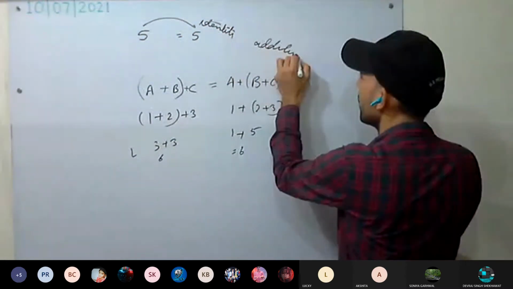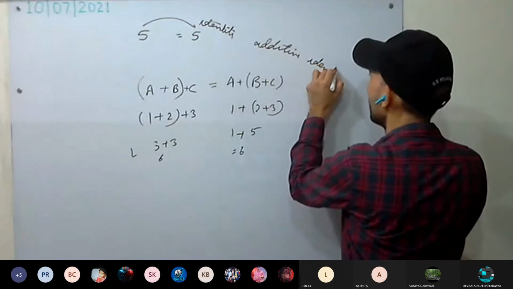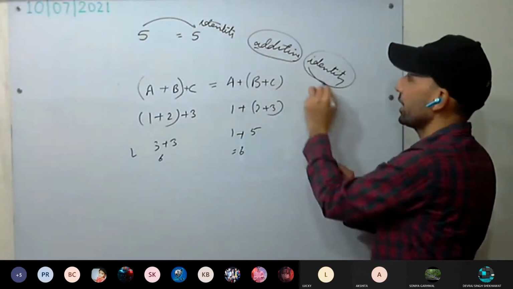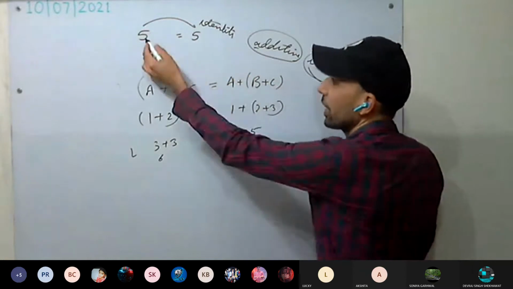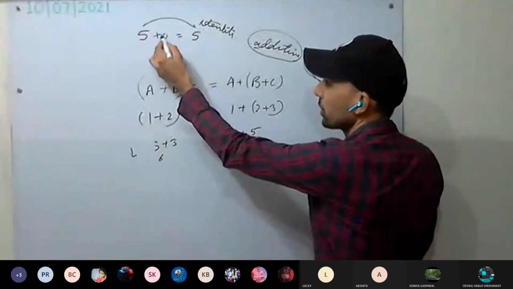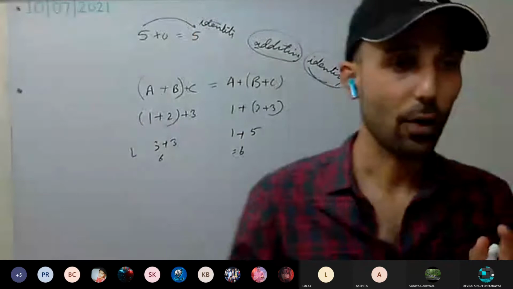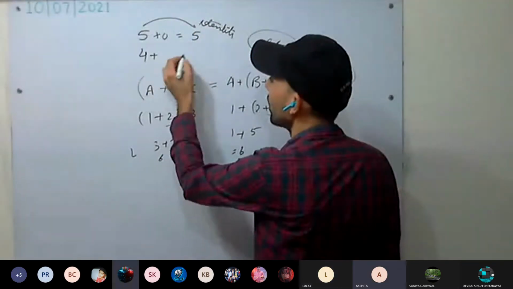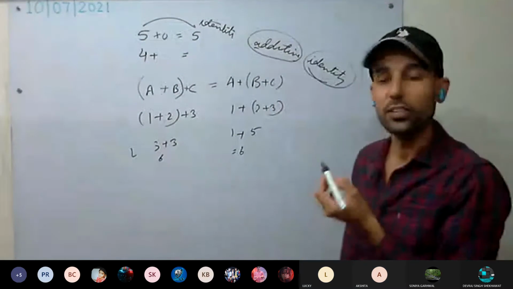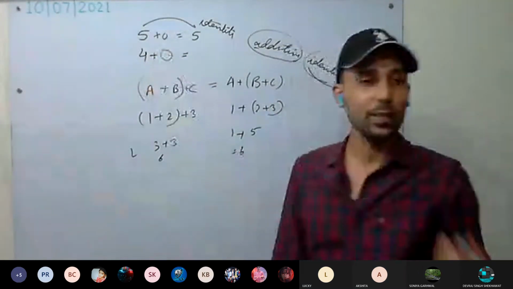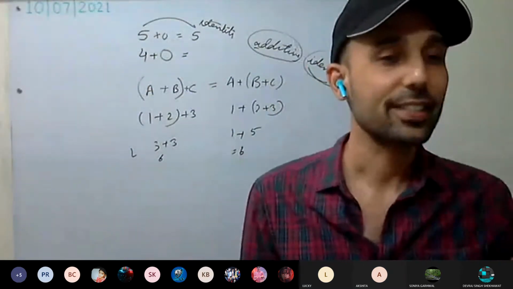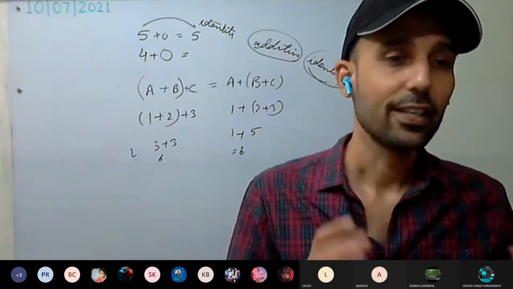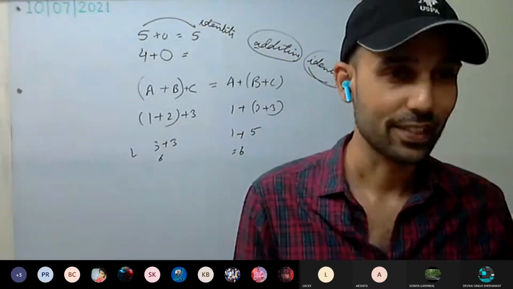Additive identity. What does it mean? We add something so that we get the same identity. 5 must come plus 0. Okay, what is the additive identity of 4? 4 plus 0. Whatever rational number is there, its additive identity is always 0. That is, by adding that thing, you remain the same. That is the additive identity.